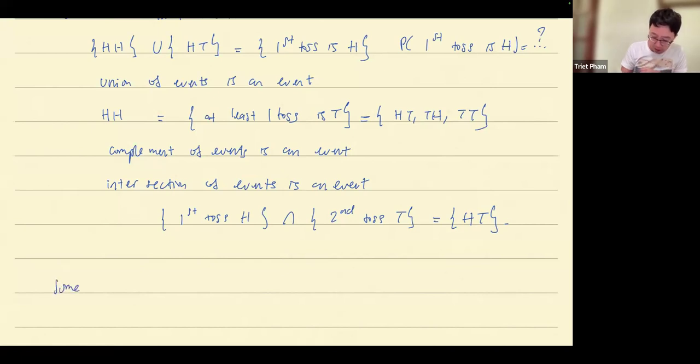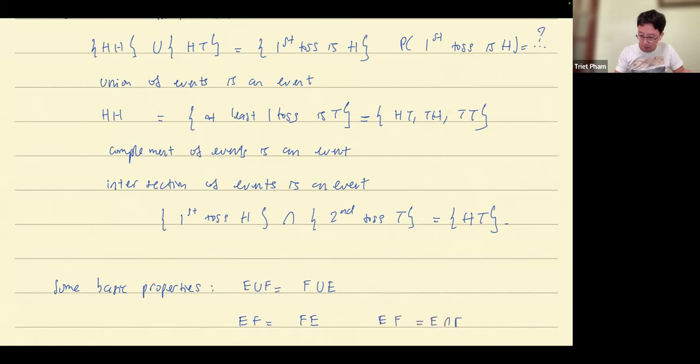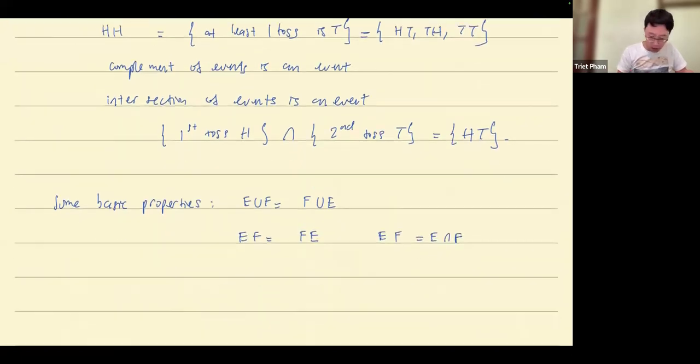The next thing I want to talk about is some basic properties, and these are really just set language. So the union is commutative. The intersection is commutative. All right. So by the way, the notation EF right here is E intersect F. So this is commutativity.